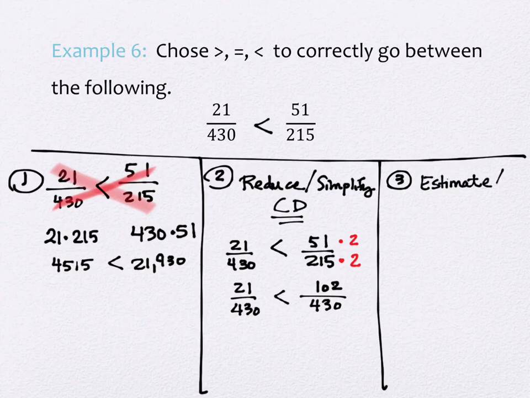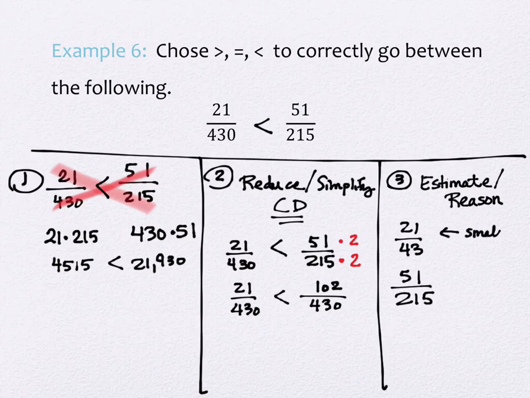So estimate, slash, reasoning through it. Take a look at these fractions. The first fraction, 21 over 430, compared to the second fraction, 51 over 215. Compare numerators. Which numerator is smaller? The first one, right? It's got a 21 in it. It's smaller. So this one has a smaller numerator. Now, if the denominators matched and you had a smaller numerator, it'd be the smaller fraction. The denominators don't match, but it's something to be aware of.